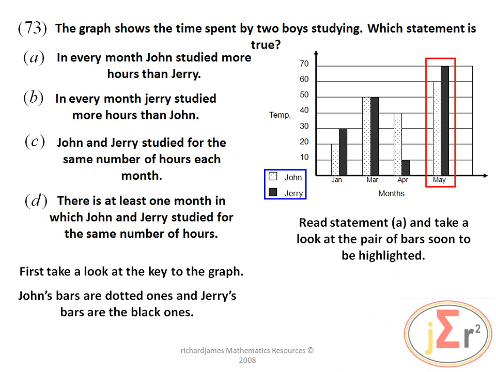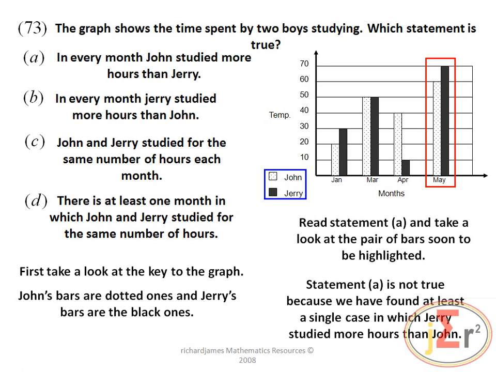So what is statement A? In every month, John studied more hours than Jerry. Jerry's bars are black. That is not true. John is not studying more than Jerry right here. As a matter of fact, statement A is not true because we have found at least a single case in which Jerry studied more than John. So John did not study more hours than Jerry in every single month. There is one that we have here in which Jerry is studying more than John.